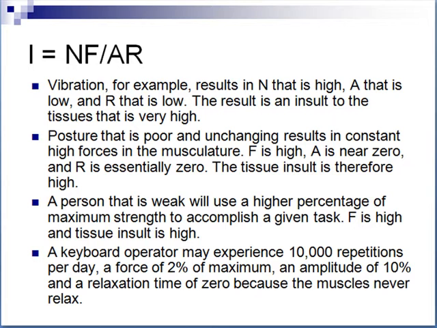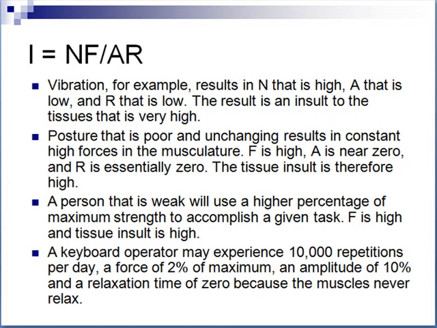And here's a couple examples that might help you understand this just a little bit better. Vibration, for example, results in an N, the number of repetitions, that is high, an amplitude that is low, and a rest interval that is low. The result of an insult to the tissues is very high. Another example is poor and unchanging posture, which results in constant high forces in the musculature. Force is high, amplitude is next to zero, and rest is essentially zero. Therefore, the tissue insult is very high.